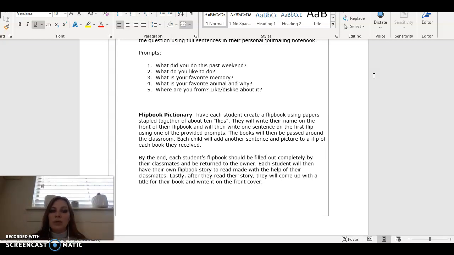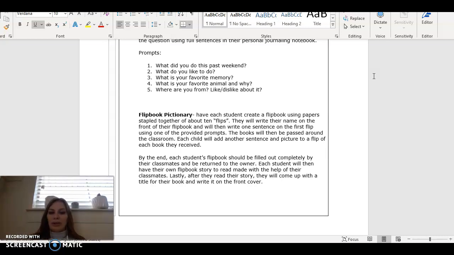So I just said 10 flips, and then they will write their name on the front of the flip book because each person will have their own, and then on the first flip up, the student will write the complete sentence that they came up with for one of the questions, and draw a little picture with it. And then once each student has made the first page of their book, the books will be passed around the classroom so that their classmates will fill out the rest of the book.